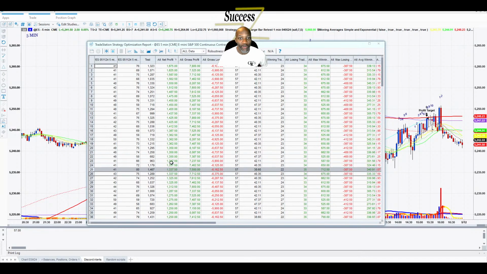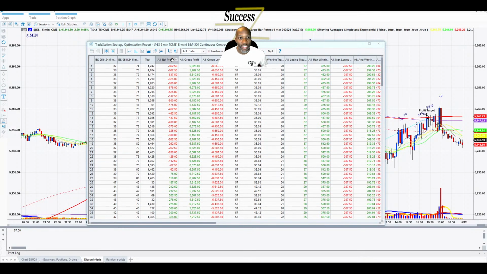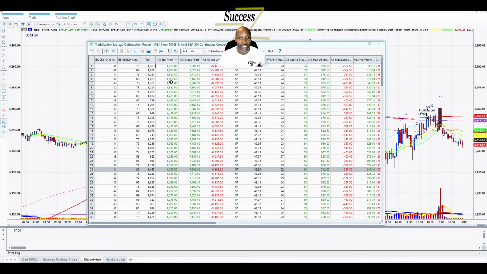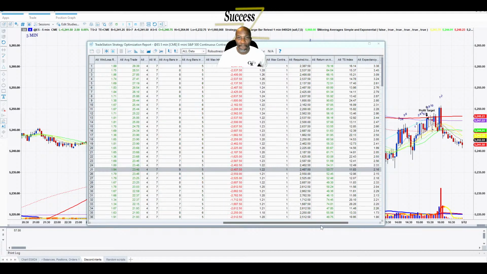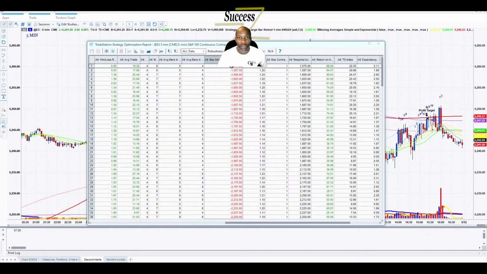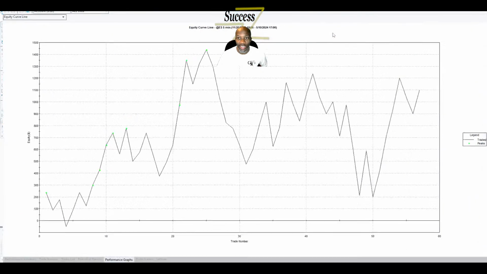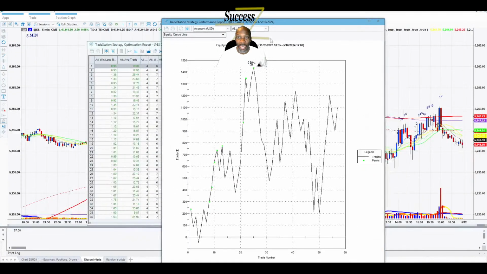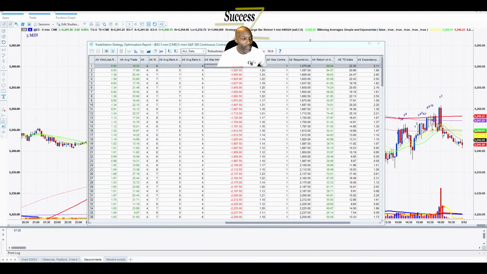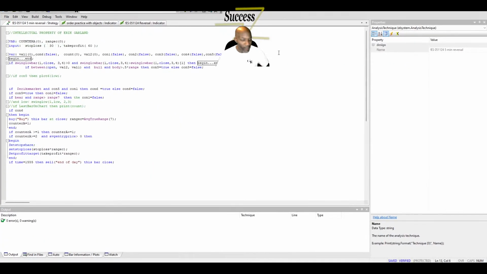So 1,300. Profit totals. The drawdown, we'll be looking at a curve like this. To the worst. What we had initially seemed to be the best. However, I'm still not sold. I still think that this is the way to go.